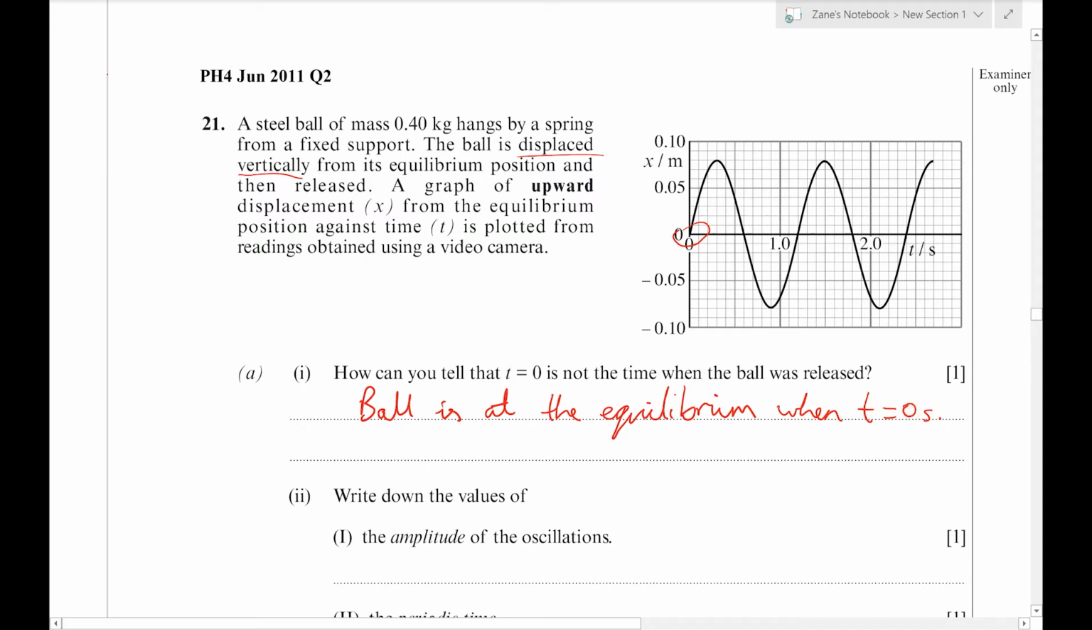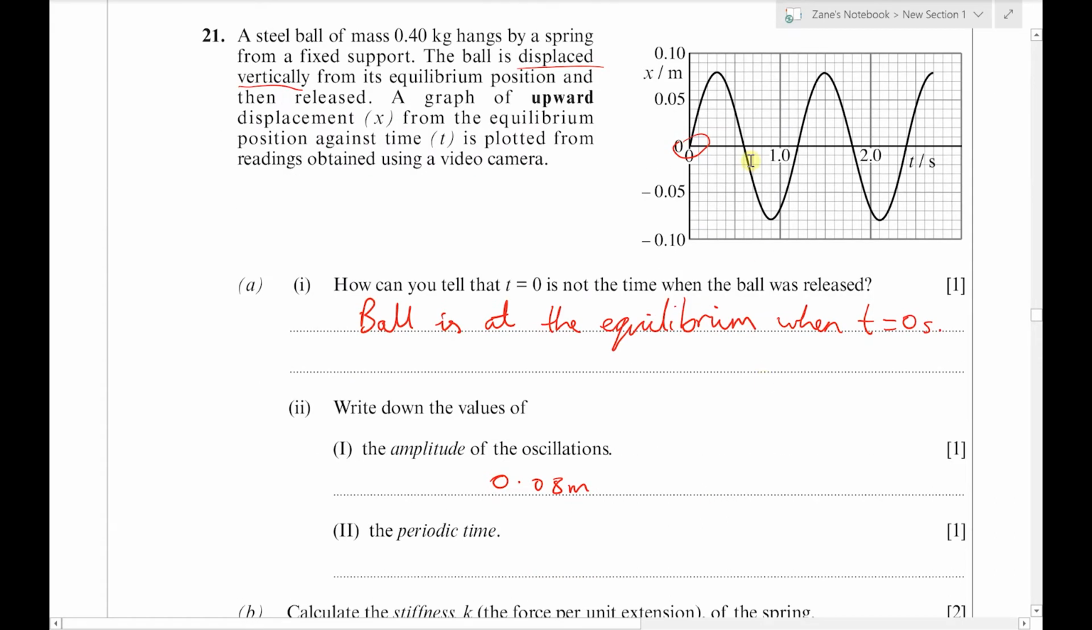Next, we're going to write down values for the amplitude of the oscillation. So if we read carefully off the graph, we should be able to see that that amplitude is 0.08 meters. And the periodic time, the time for one complete oscillation, is 1.2 seconds.